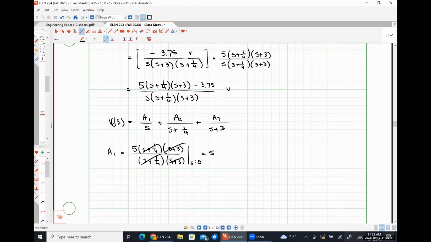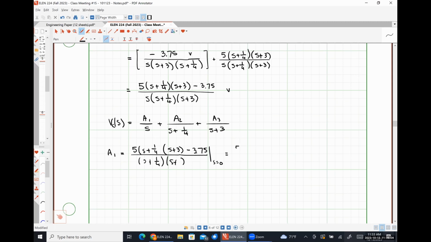Oh, yep. Sorry, I missed that 3.75 thing. Thank you for that. Minus 3.75. Oh, and now those things can't cancel, so I'm just bad at math today. All right, so I have to actually do this. S is equal to 0, so 5 times 1/4 times 3 minus 3.75, divided by 1/4 times 3, which is something I need a calculator to do.